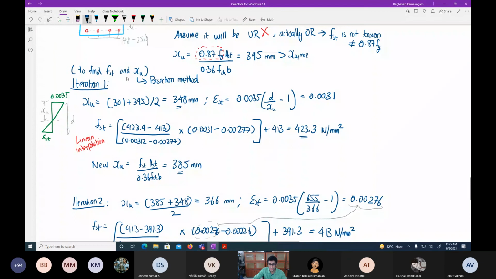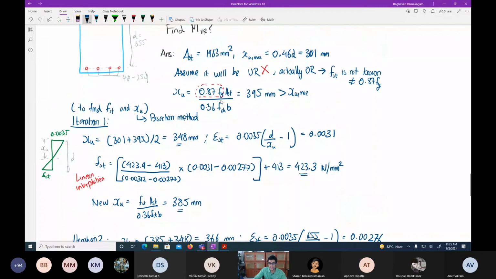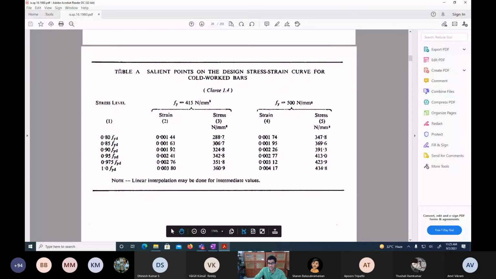For that you use an iterative procedure based on the bisection method, where you start with XU max and the actual value of XU, bisect it and get an approximate value of XU. Then you find the strain based on the similar triangle principle. You can just remember this formula if you don't want to look at the triangle every time. Based on this strain in steel, for getting the FST you have to use this table. Please download SP16 1980. This table needs to be used to find the stress.